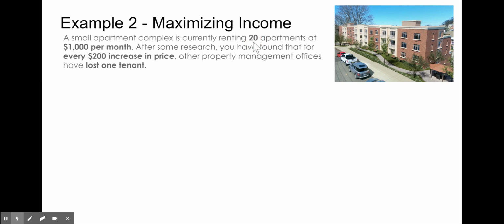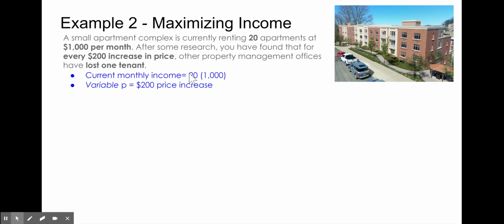They have 20 apartments that are being rented for $1,000 per month. So the current income would be 20 times 1,000. That is going to change with every $200 increase in price. So we need a variable to represent the number of $200 price increases, and that letter is P.